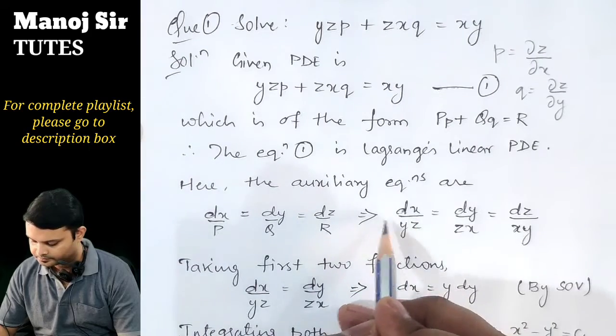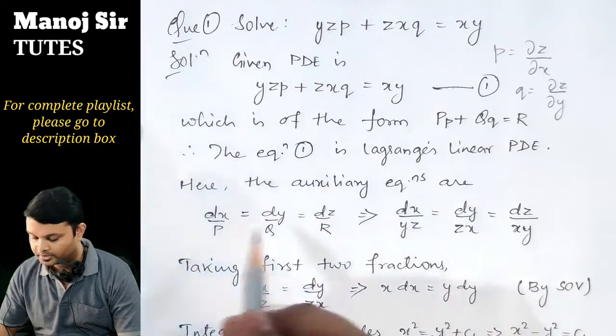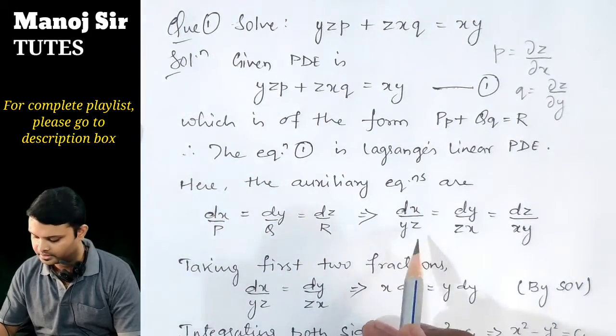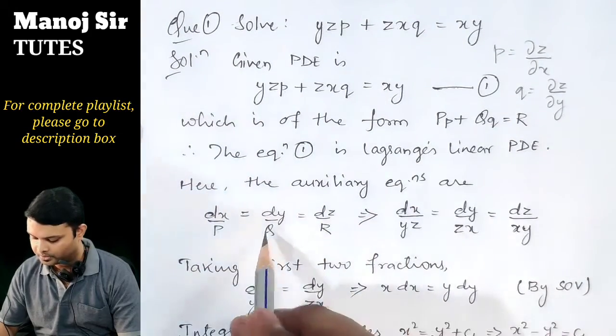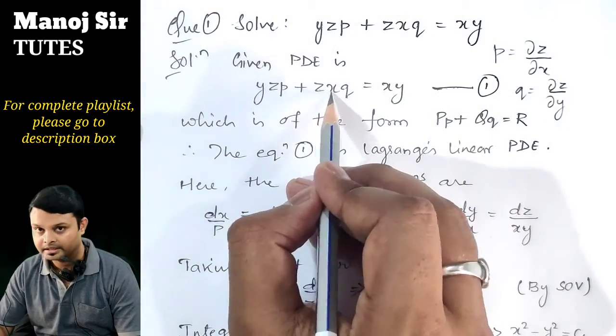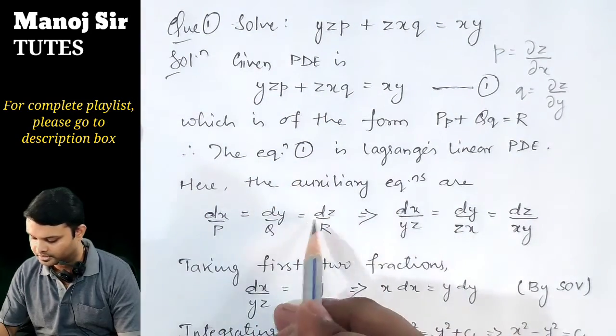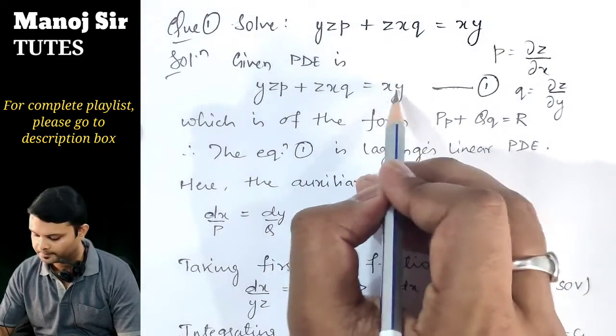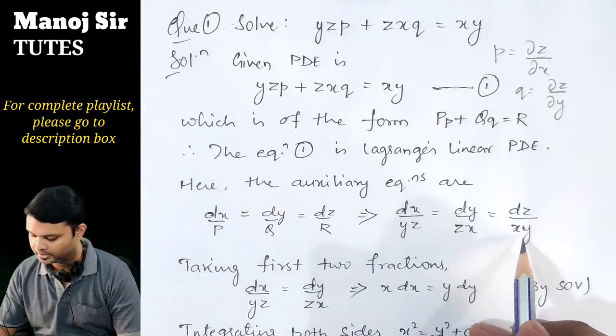dx upon what is capital P, that is yz, equals dy upon what is capital Q, that is zx, equals dz upon what is capital R, that is xy. So here we have written xy.